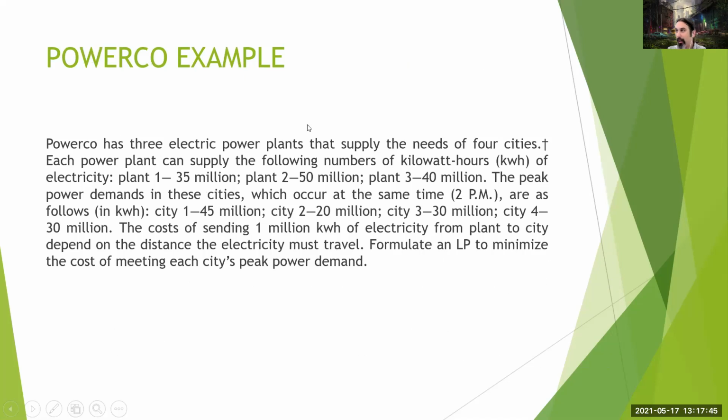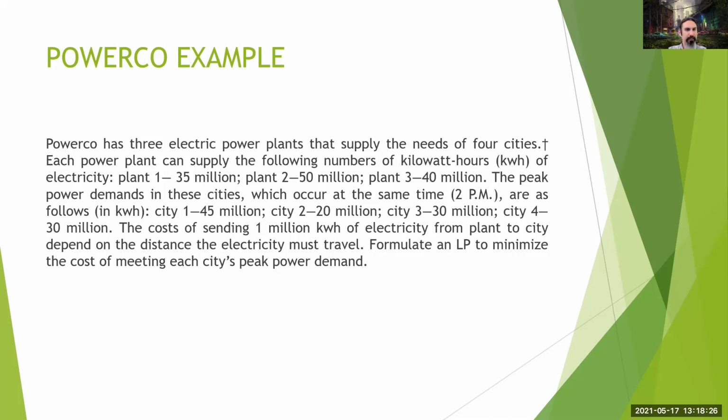So for example, PowerCo has 3 electric power plants that supply the needs of 4 cities. Each power plant can supply the following number of kilowatt hours of electricity. For the first plant, 35 million, second one, 50 million, third plant, 40 million. The peak power demands in these cities, which occur at the same time, at 2 p.m., are as follows in kilowatt hours again. City 1 is 45 million, City 2 is 20 million, City 3 is 30 million, and City 4 is 30 million. The cost of sending 1 million kilowatt hours of electricity from plant to city depends on the distance the electricity must travel. Formulate an LP to minimize the cost of meeting each city's peak power demand.